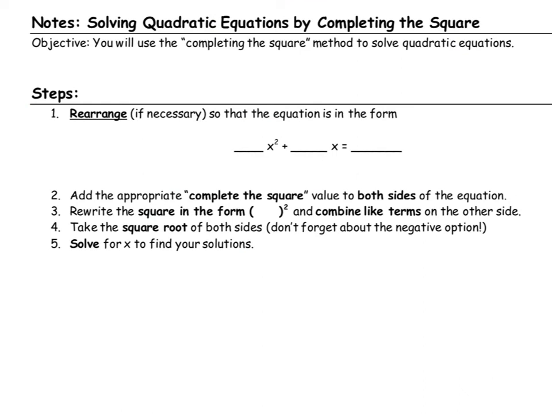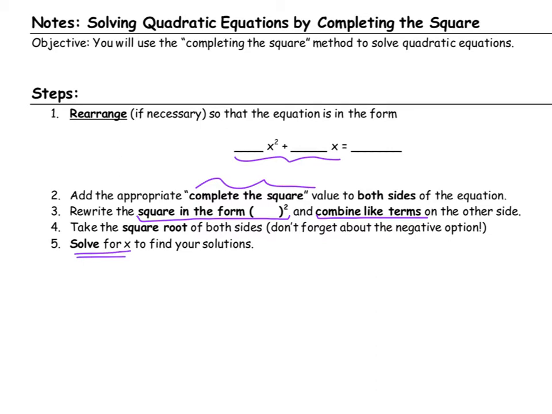Okay, so in our third part of our lesson, we are using the full complete the square method to solve quadratic equations. We are going to first set up our equation in the form something x squared plus something x equals a number on the right. Then we will complete the square on the left side of the equation. We will then rewrite our perfect square in factored form, something squared, and we'll combine like terms on the other side. And then finally, we will take those positive and negative square roots of both sides and finally solve for x to find our two solutions.